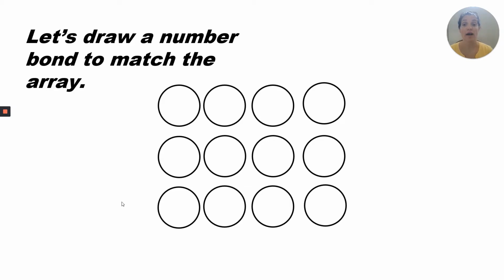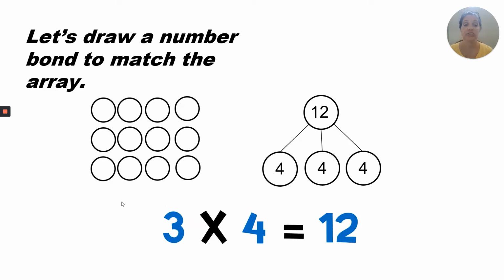Let's draw a number bond to match the array. It should look like this. The 12 is the product, it goes on top. There are 3 groups of 4, so there are 3 legs with 4 in each group. 3 groups of 4.